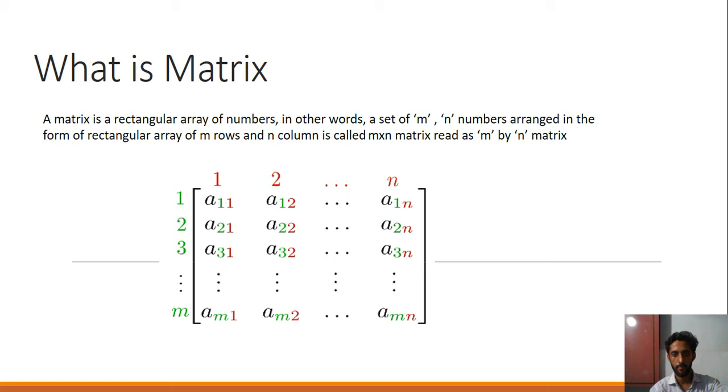This is a simple example of m and n rows. There are a11, a12 and a1n. This is a row. These are rows: a11, a21, a31 to am1. These are the rows, and the columns, they are used a11, a12 and so on up to a1n.